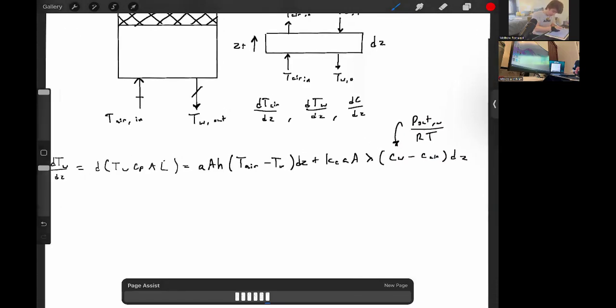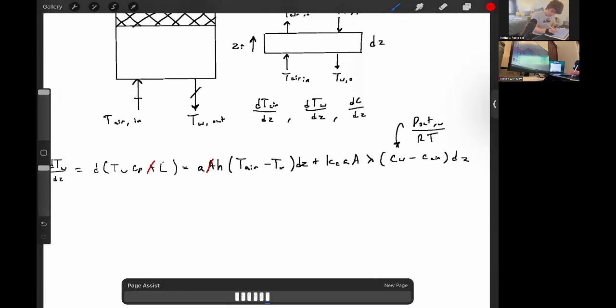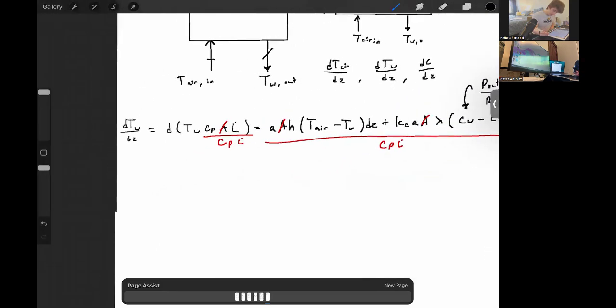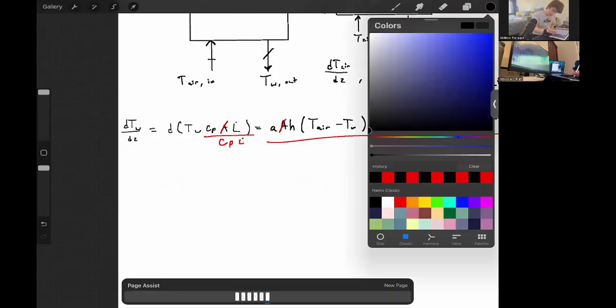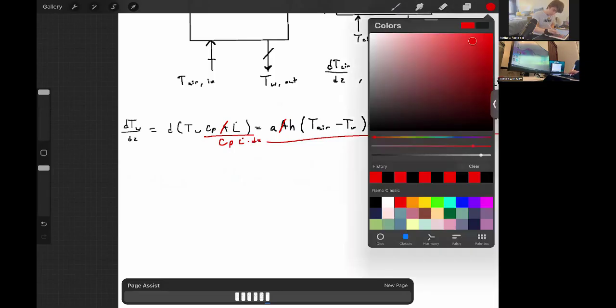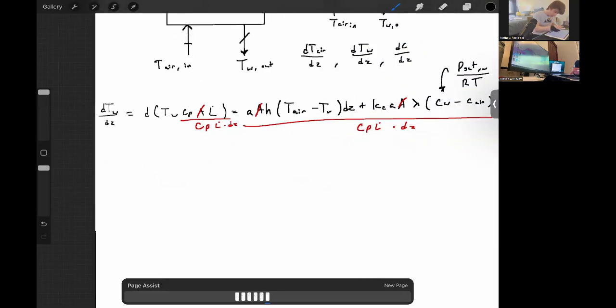All we need to do is remove the a's of all the equations because it simplifies, and then we can just divide this by heat capacity in L and divide all others by heat capacity in the liquid flow rate. And then we can also divide all these by dz. And now we get some pretty easy algebra.